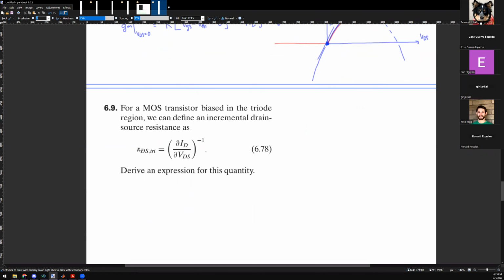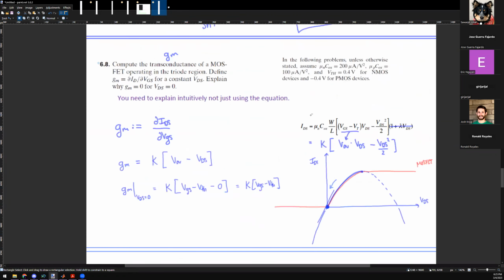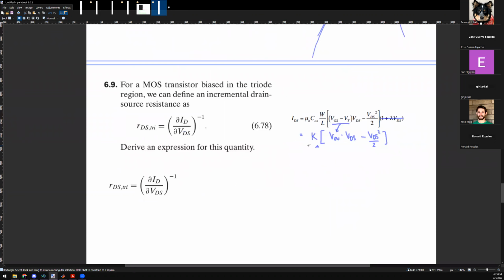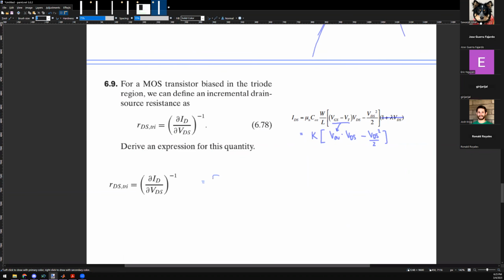Okay, so here they want us to use this as a definition of this, and then we want to find its equation. Yeah, I think so. Okay, so we take this equation, and we solve for it, right? So we're going to invert whatever's inside this, and take the derivative with respect to VDS.